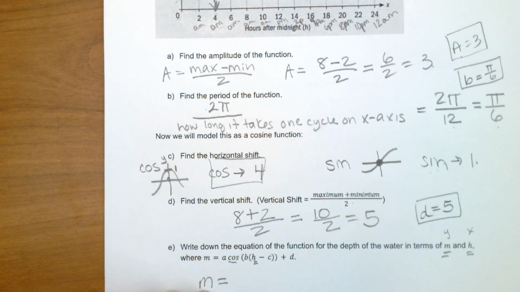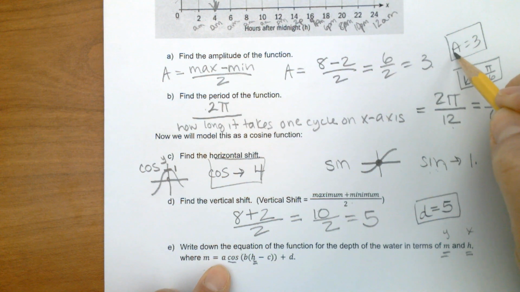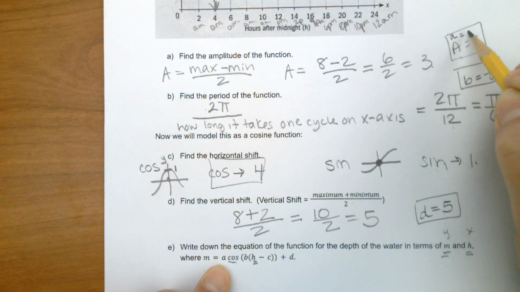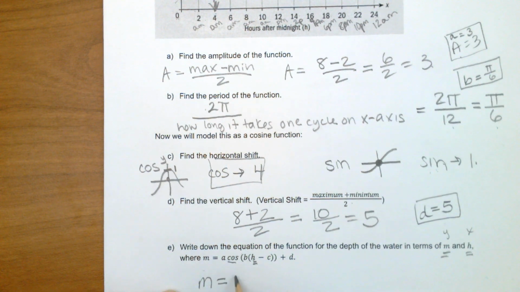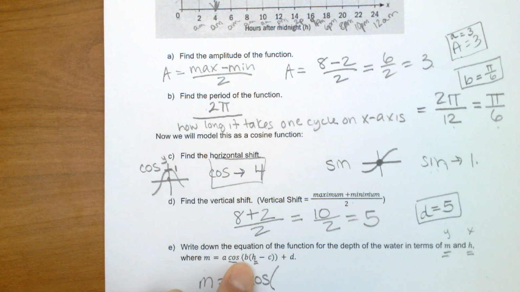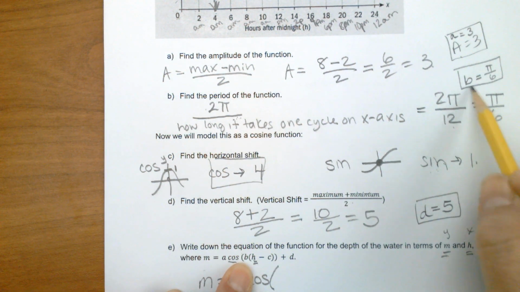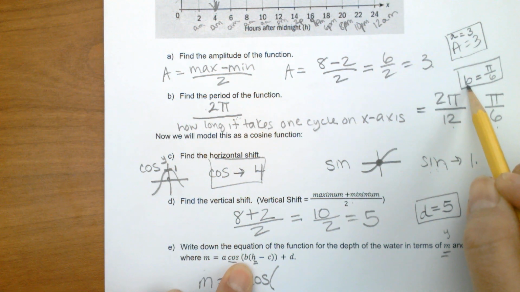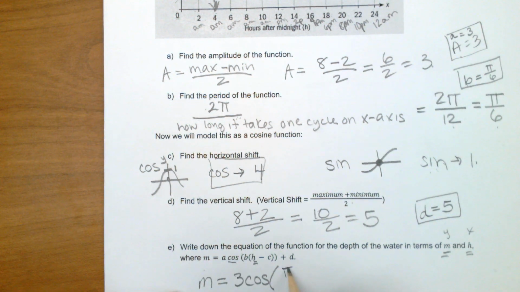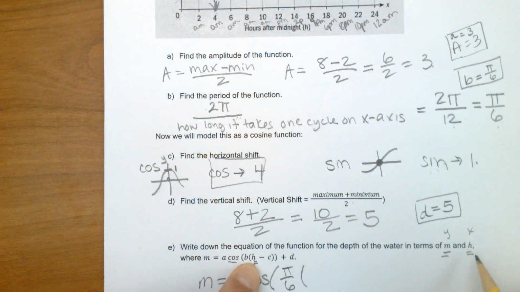So m equals, that does not come out, a. This is our small a. Our little a is 3. So let's fill it in. 3. We're going to write down cosine. Parentheses, B. B is our period. So this is actually B right here. Remember, I wrote down this is little b, pi over 6. Okay, parentheses. Our H stays.